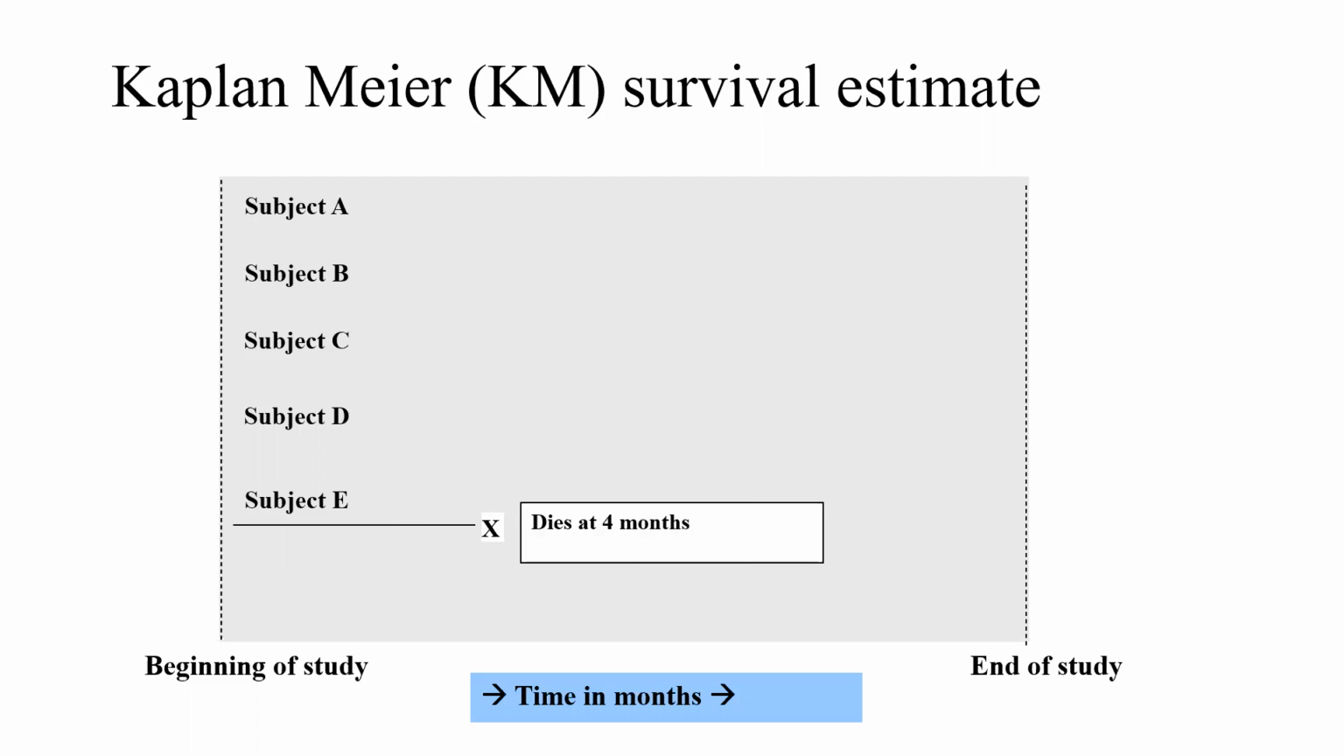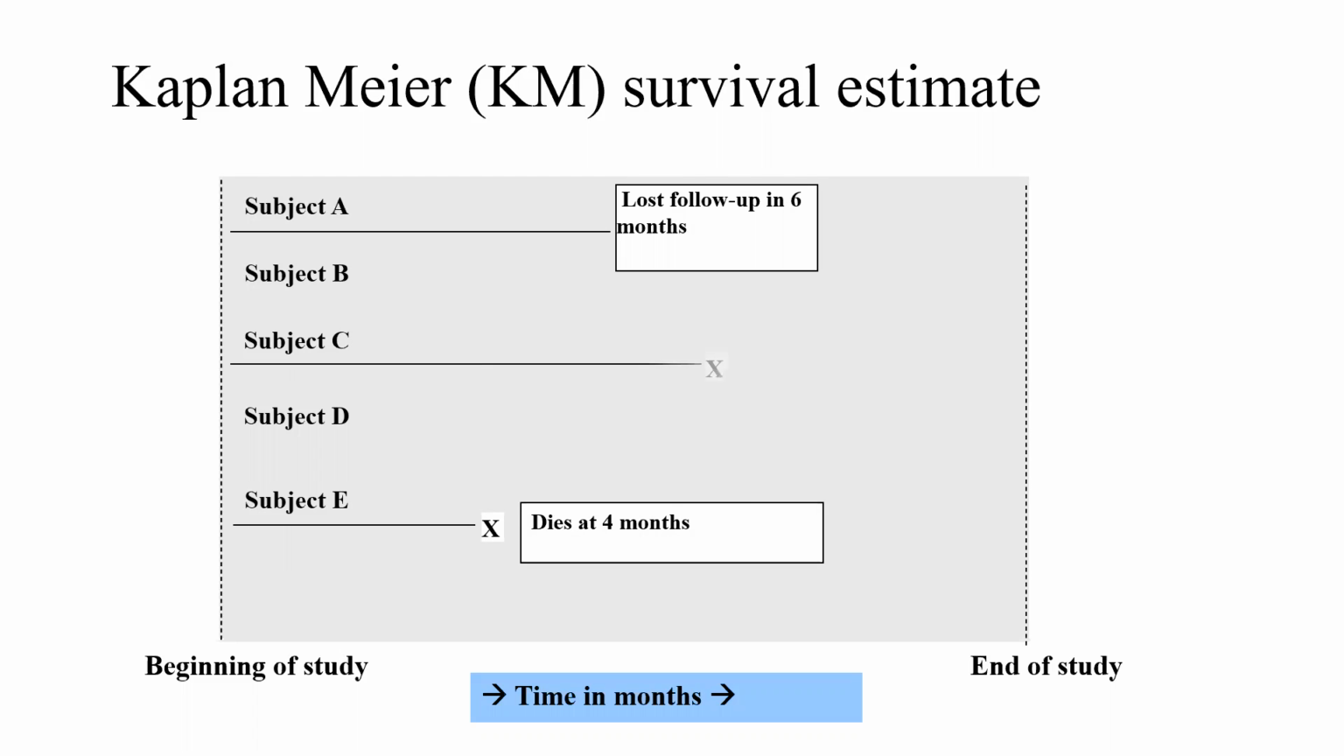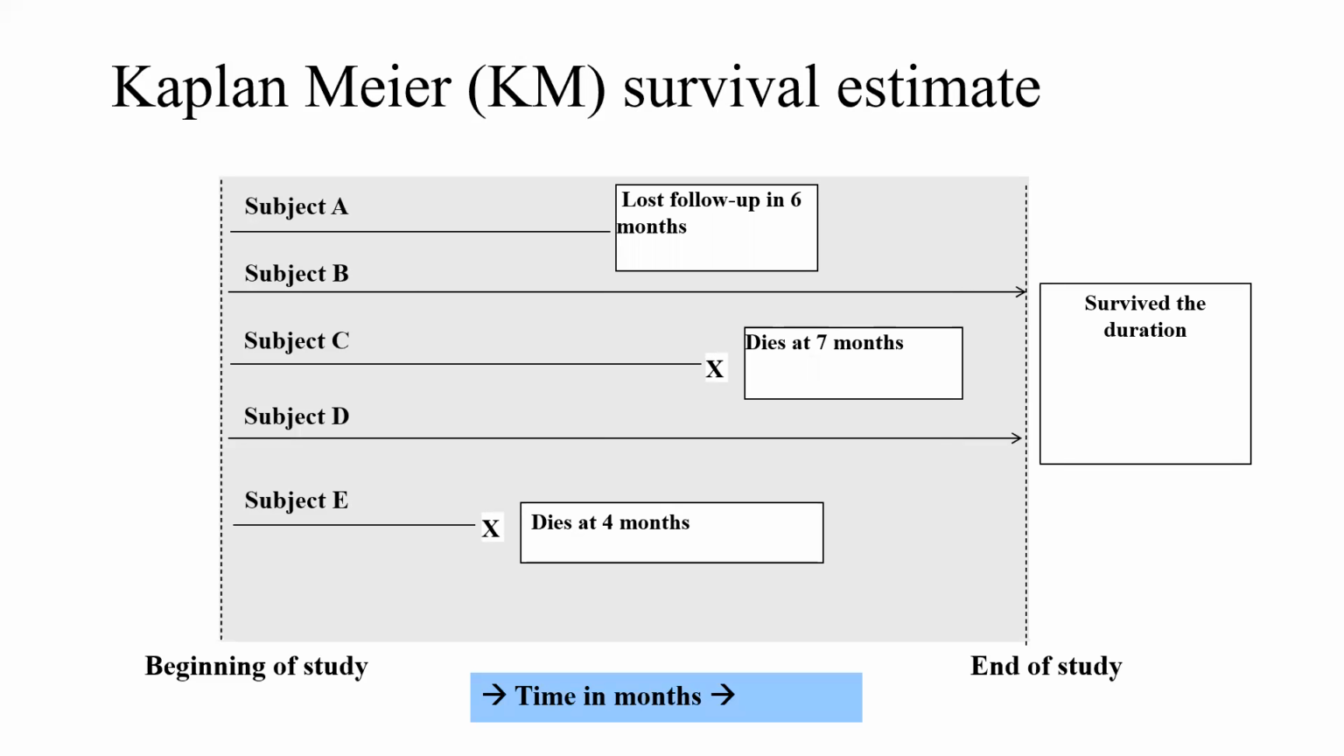and subject E dies after 4 months of follow-up. Subject A was lost to follow-up at 6 months. Subject C dies at 7 months. Subjects B and D survived till the end of the study. So we have a total of 3 individuals with censored data, which are subjects A, B, and D.